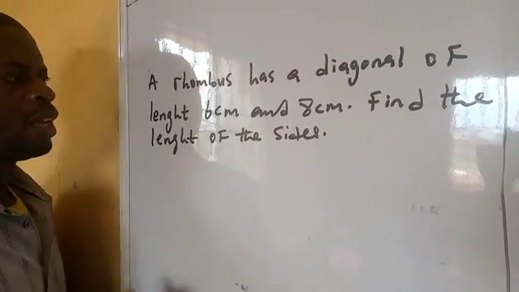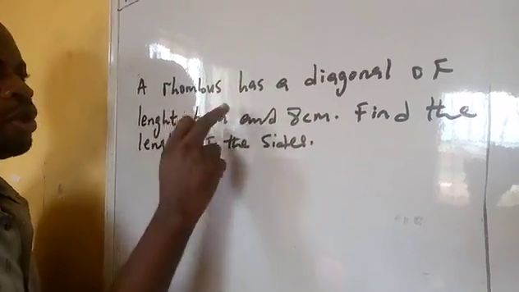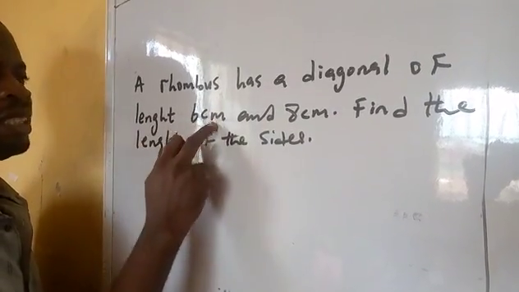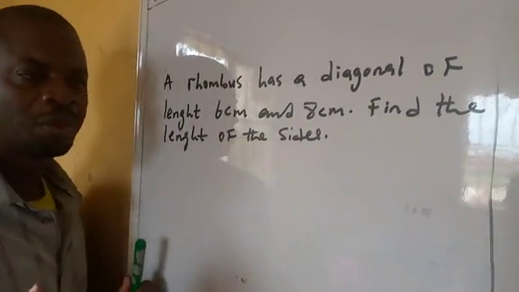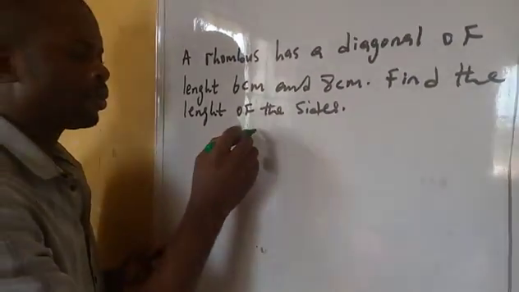Now, look at the question on the board. A rhombus has diagonals of length 6 cm and 8 cm. Find the length of the side. So it's very simple. Just draw your diagonal.